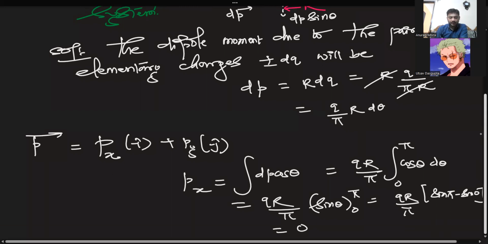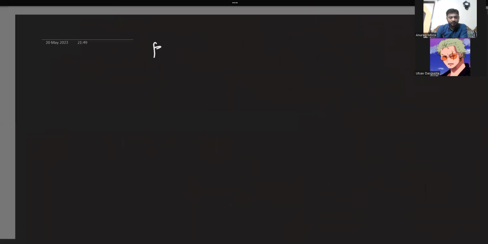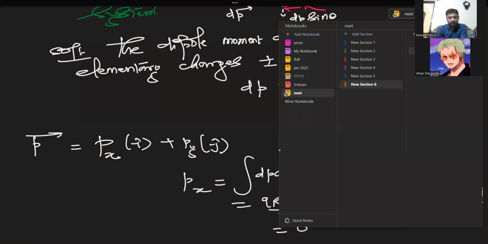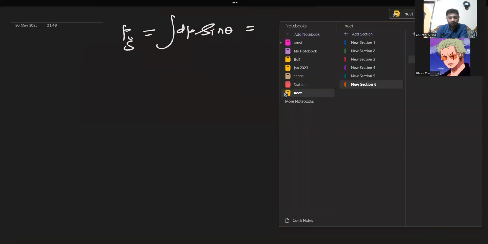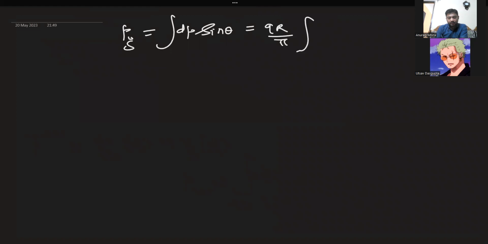Okay. On the other hand, if I want to find the resultant y component, the total y component of the dipole moment, how much will it be? So we can say p_y will be what? Integration of dp sin theta. So what was dp? Just have a look back. dp was qr by pi into d theta. We will solve this. Then what do we get? I'll get qr by pi, integration of sin theta d theta from 0 to pi.